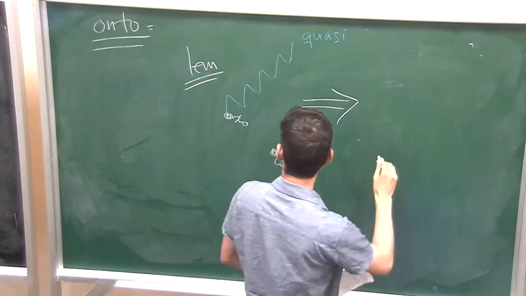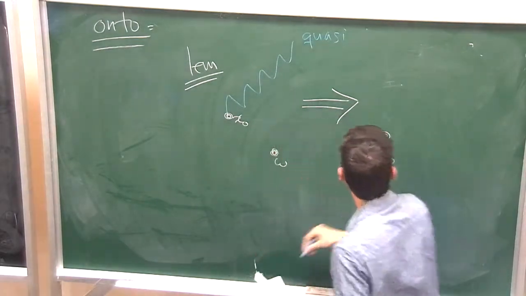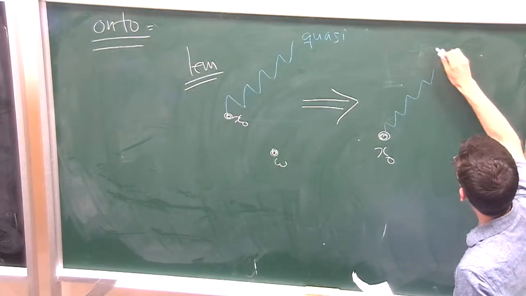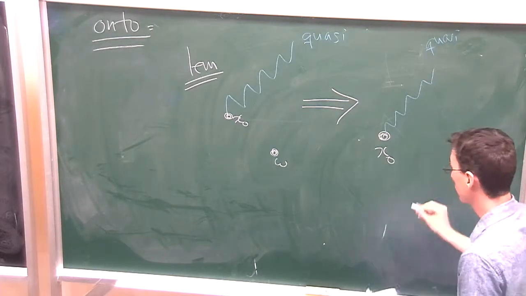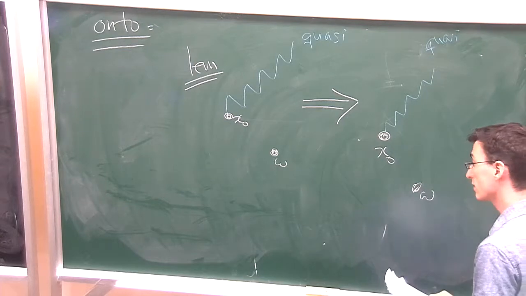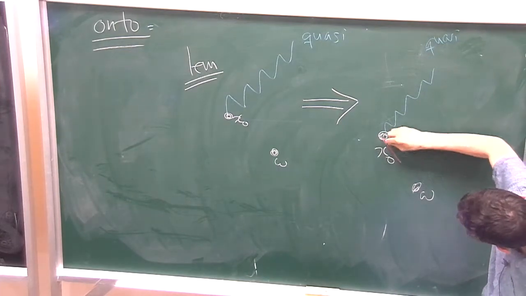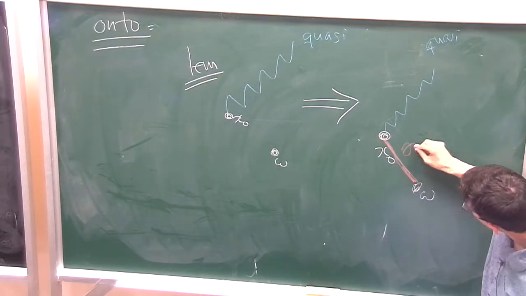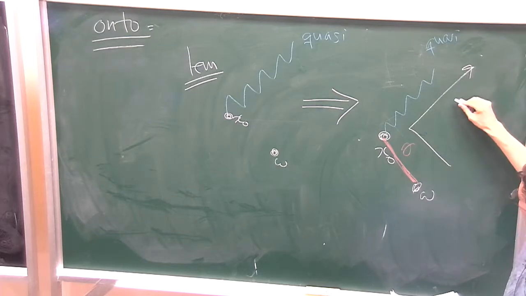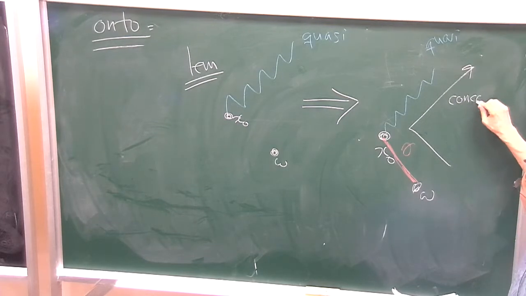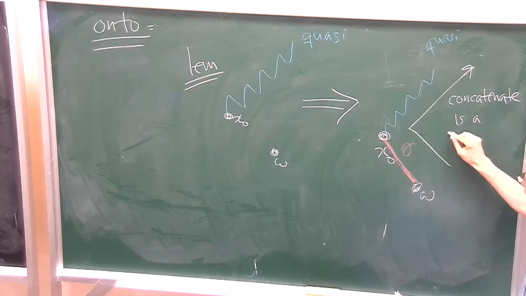implies I can draw a new picture. Here's my quasi thing. And I want to take my preferred base point, and then if I just draw the geodesic between these things, so this is going to be gamma. This new thing, we'll say we'll concatenate, is a quasi-geodesic.